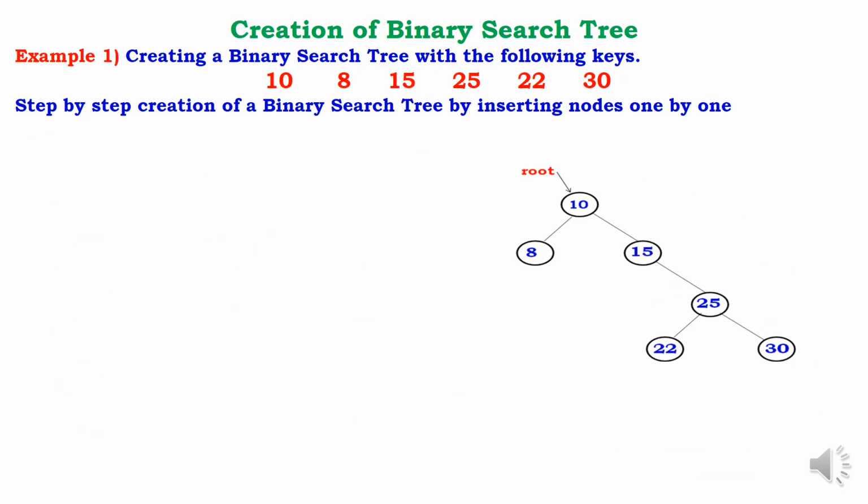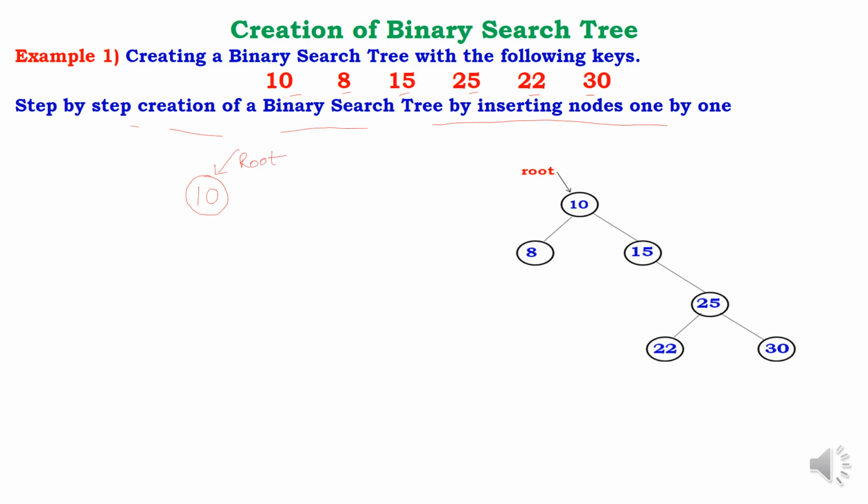Now let me explain the creation of a binary search tree with an example. Creating a binary search tree with the following keys: 10, 8, 15, 25, 22, 30. The step-by-step creation of the binary search tree by inserting nodes one by one. So first I have to insert node 10. The first node that is inserted into a binary tree becomes the root node.